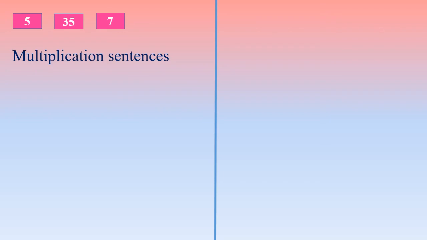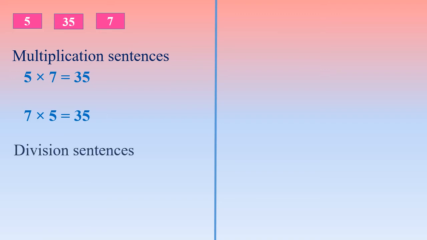Now we will see another example. Here these are the numbers 5, 35, 7. Now children, see whether you can tell the answers. Now who can tell a multiplication sentence? Now here 5, 35 and 7. Here we have to take 5 and 7. Then 5 multiplied by 7 equals 35. Then you have to take 7 first. Then 7 multiplied by 5 equals 35.